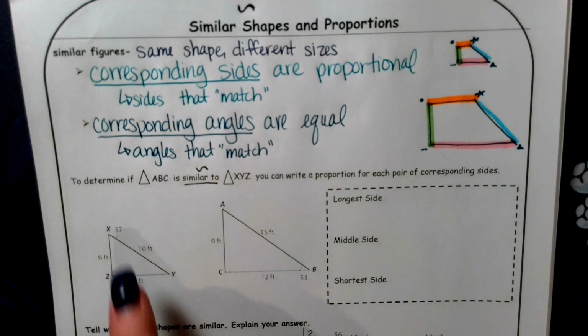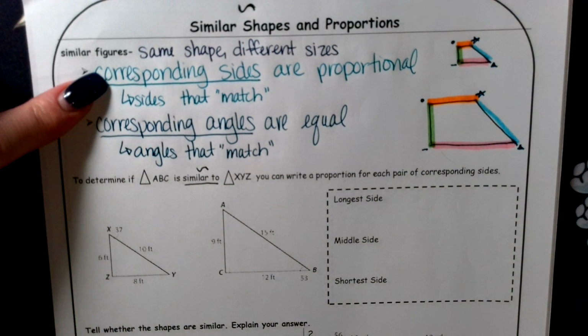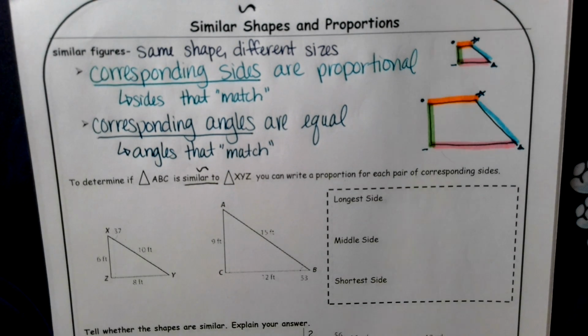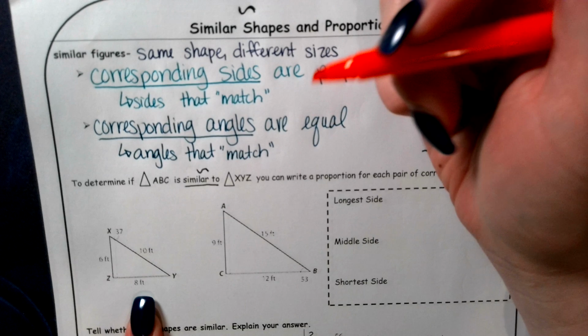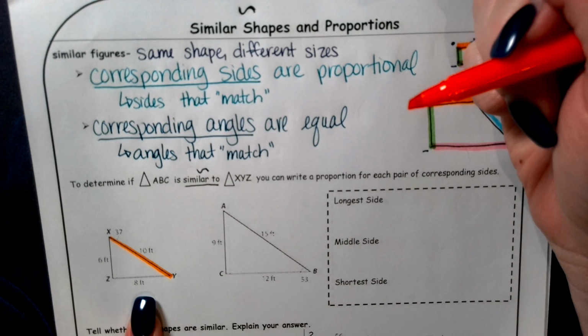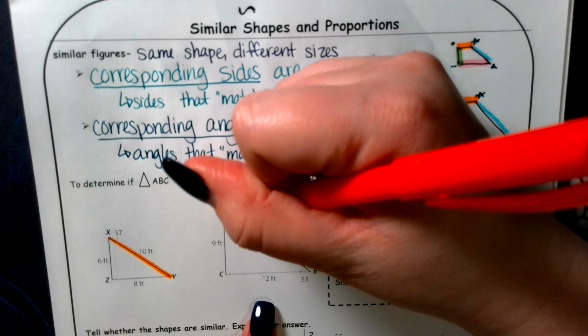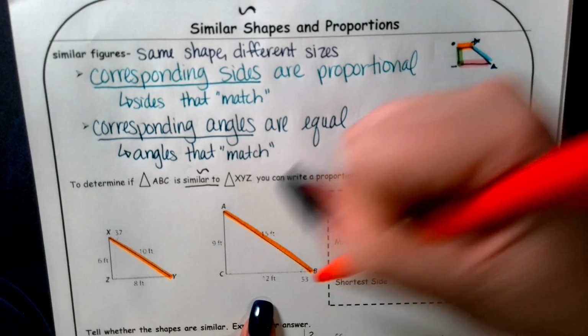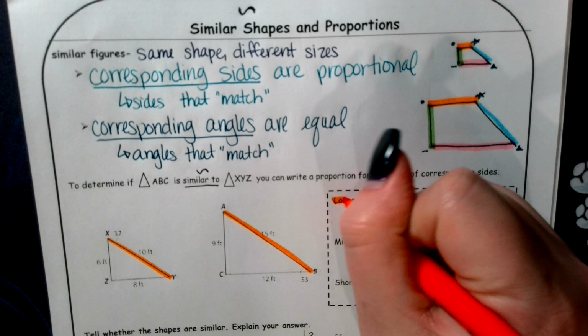So first off, I need to go through my two shapes and highlight my corresponding sides. I think it's usually easiest to start out with either the longest side or the shortest side. In this case, I'm just going to do the longest side. So if I look at this one, this long piece right there, that's my longest side. What does that correspond with on this shape? The 15. Those two sides correspond with each other. They're both my longest side.